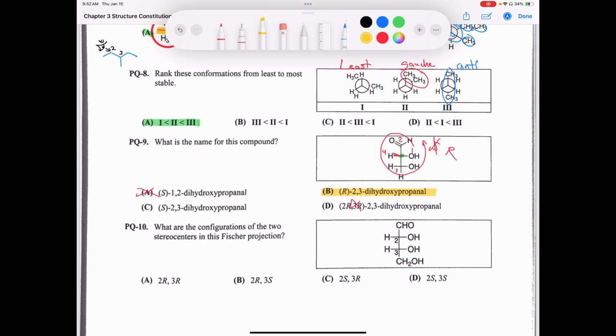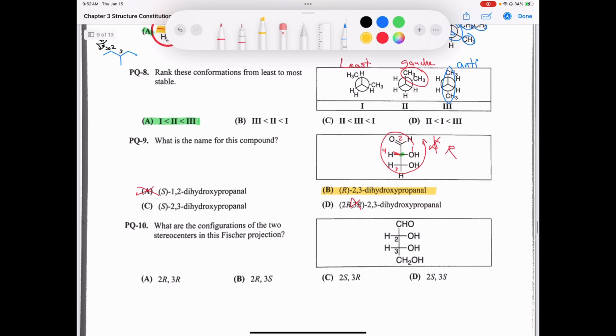All right, moving right along. What are the configurations of the two stereocenters in this Fischer projection? Now, depending on whether you've completed organic chemistry 2 or not, you might solve this in a different way from somebody who's only completed organic chemistry 1. So I'm just going to solve it applying the Cahn-Ingold-Prelog rules.